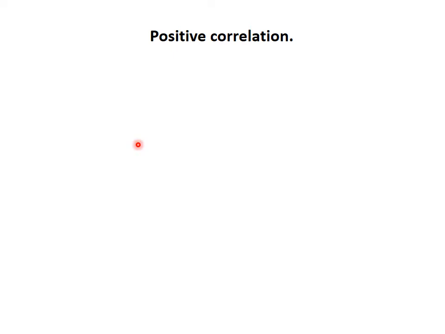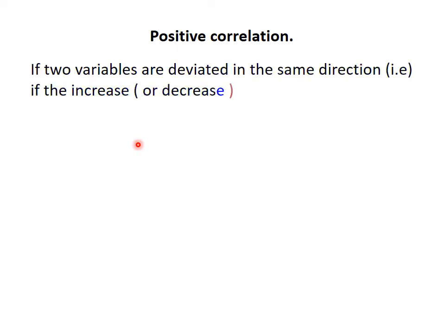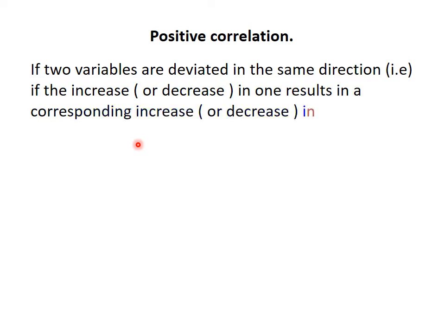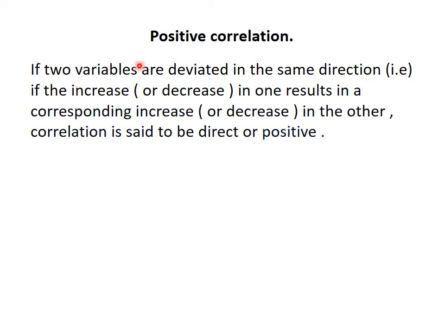Next, positive correlation. Two variables are said to be positively correlated if they deviate in the same direction, or travel in the same direction. That is, if an increase in one results in a corresponding increase in the other variable, then the correlation is said to be direct or positive correlation.